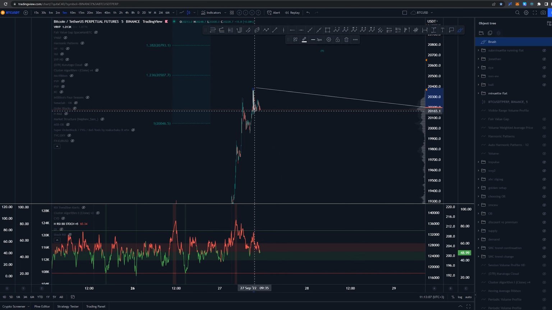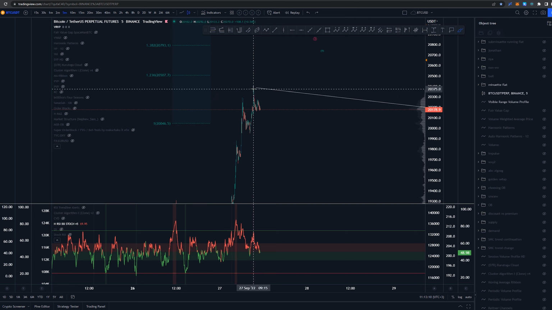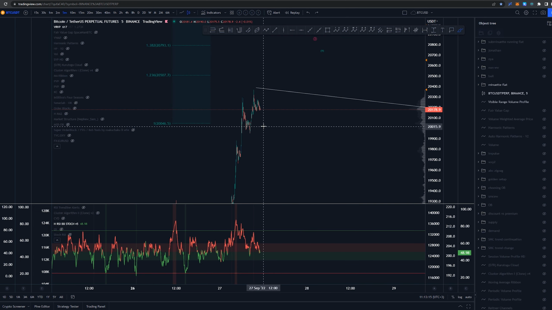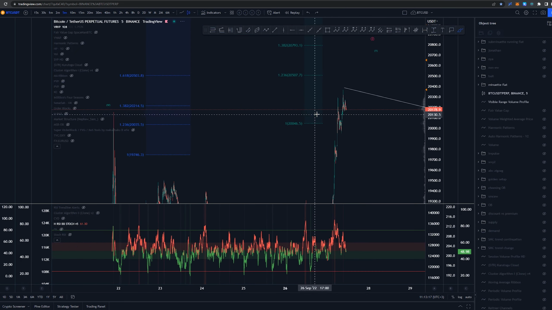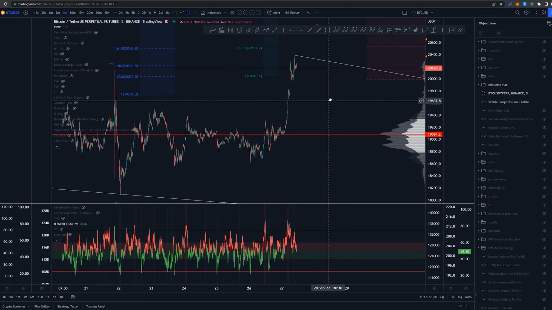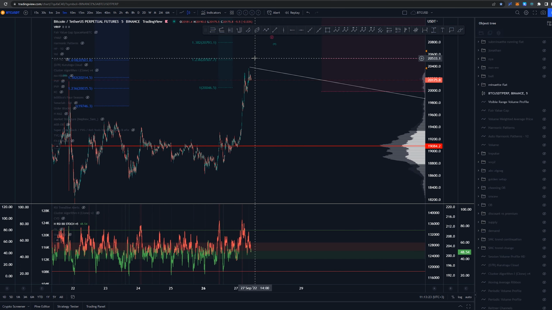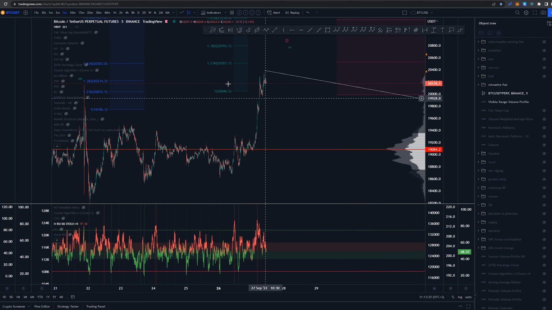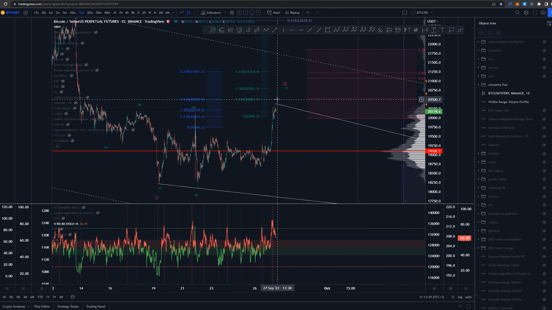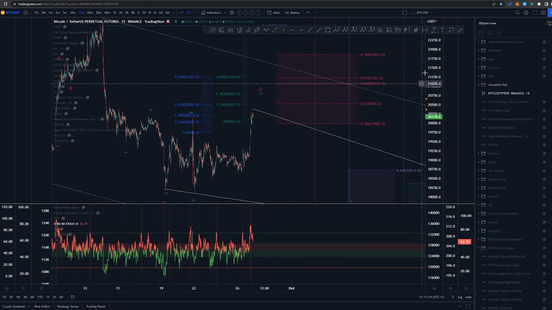If it does that 5-wave structure, then it is very possible to take out these lows. If it just does a 3-wave structure and continues up, then there is more to the upside, at least for scalping. But yeah, that would be the areas I would be looking at. 20.5k is the area I'm very interested in, more shorts. But yeah, that's what I'm looking at this moment for Bitcoin for today.